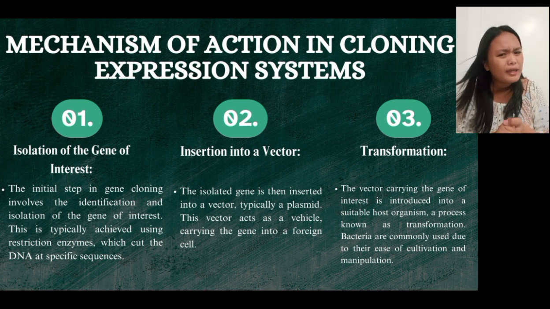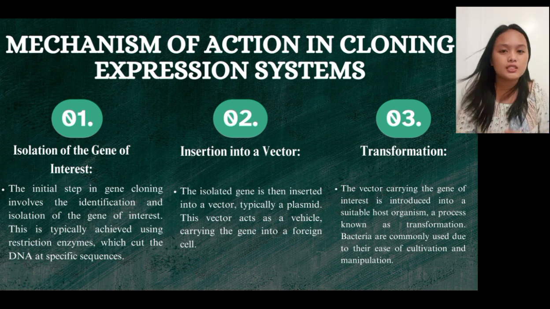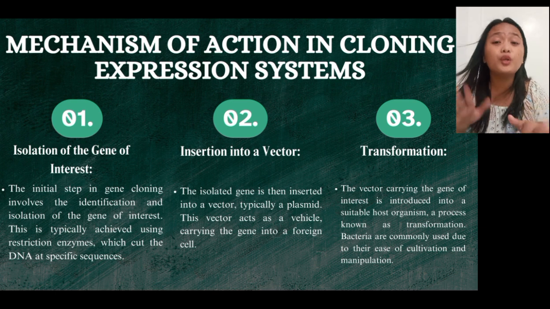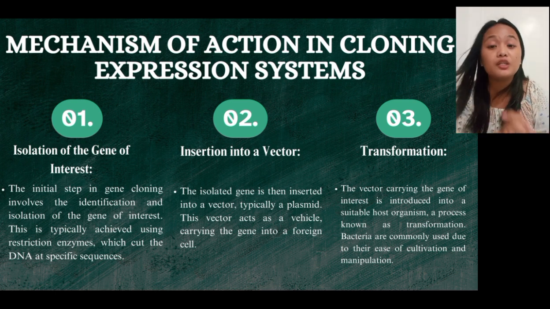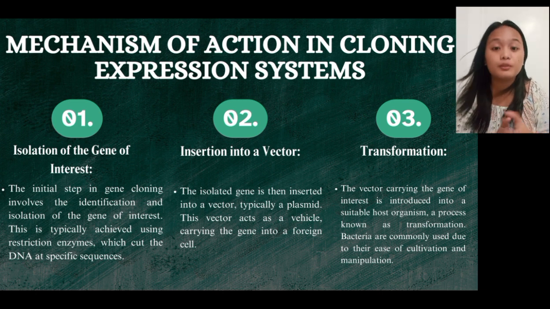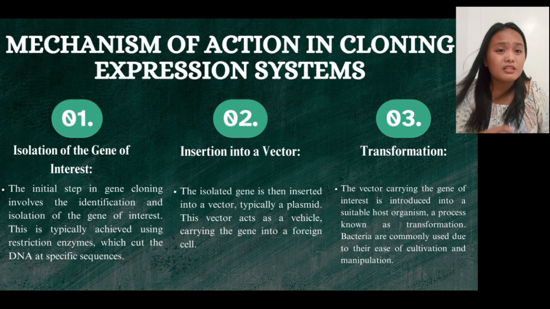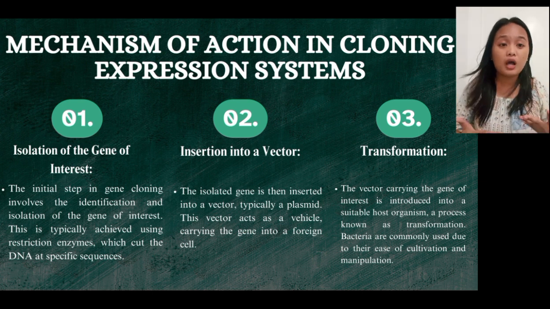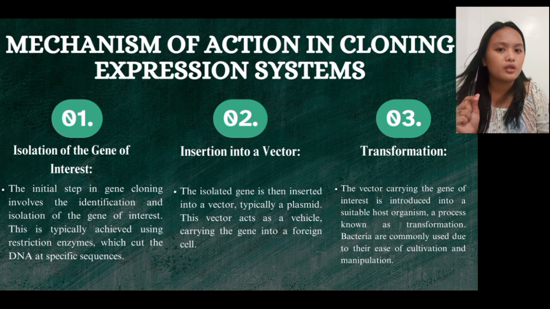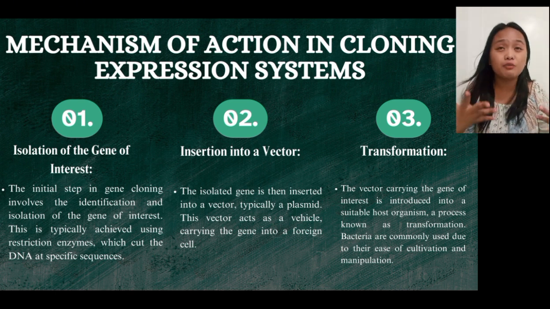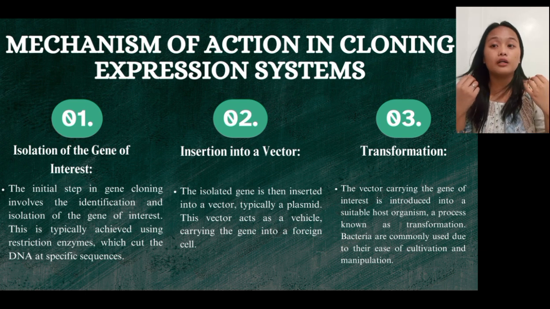So that's why in an expression system, when they look for a vector, they usually use a plasmid because of those characteristics, like easy to manipulate, self-replication, and high protein production. That is the reason why they usually use a plasmid as a vector.